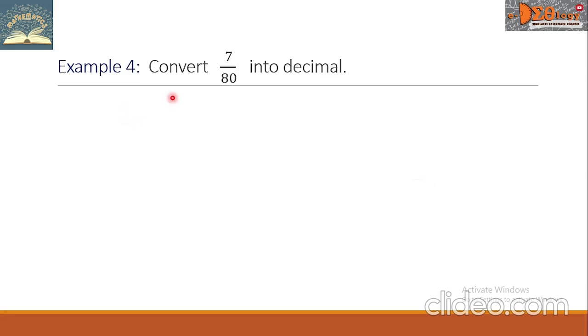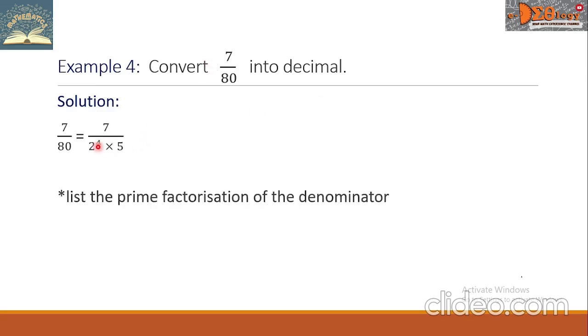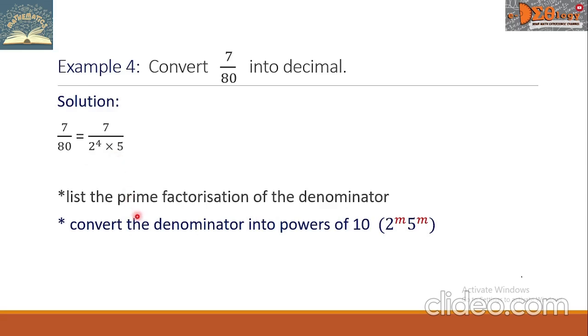Example 4. Convert 7 over 80 into decimal. Our fraction is 7 over 80. First thing to do is to list the prime factorization of the denominator. 80 equals 2 raised to 4 times 5. Next, we're going to convert the denominator into powers of 10. Again, we say that the powers, that is m, must be the same. There must be two factors, 2 and 5.